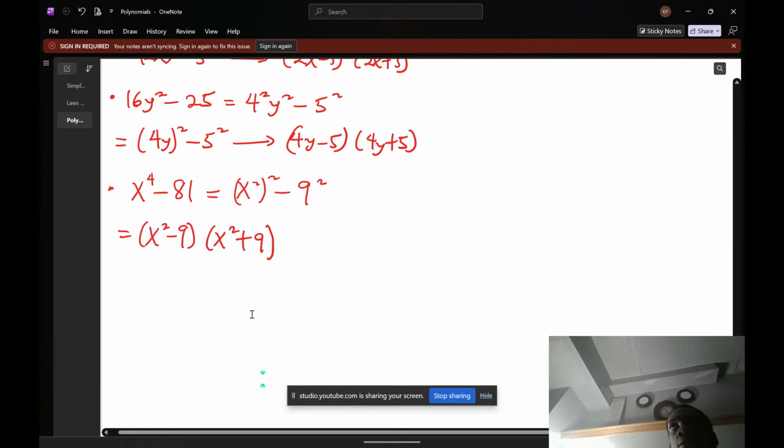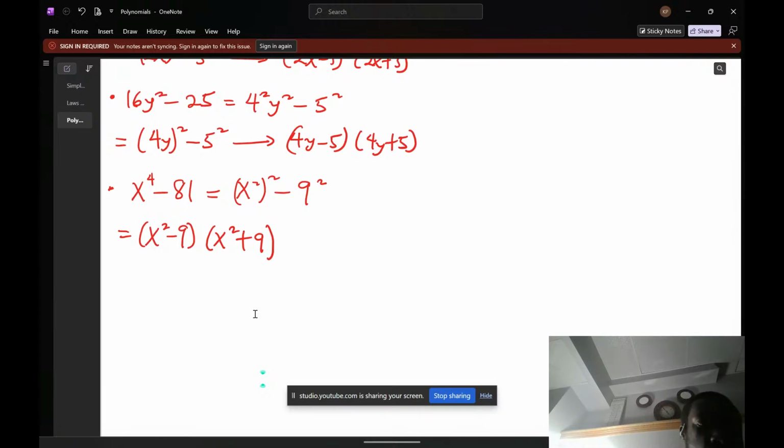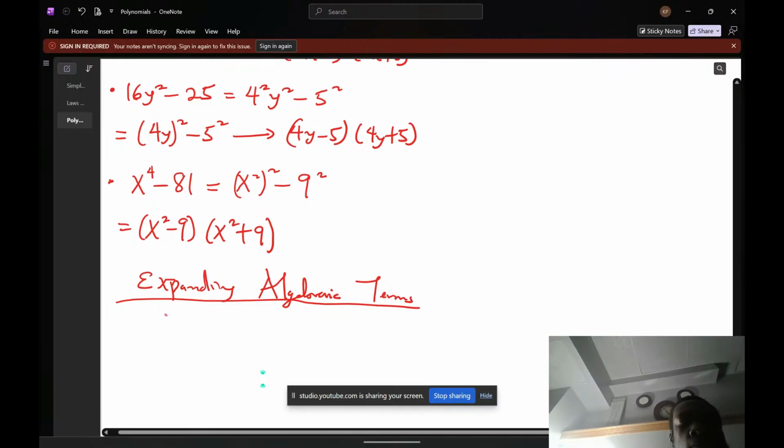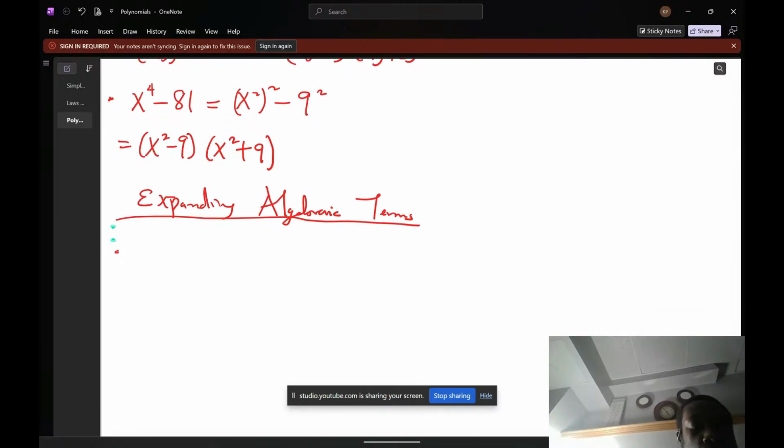So now I want to teach how to expand brackets, where you expand the bracket and then you collect the like terms and then you get your final answer. So I'll call this expanding algebraic terms. So we have x minus 3 into x plus 4.